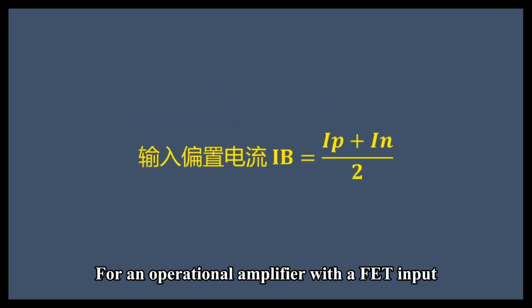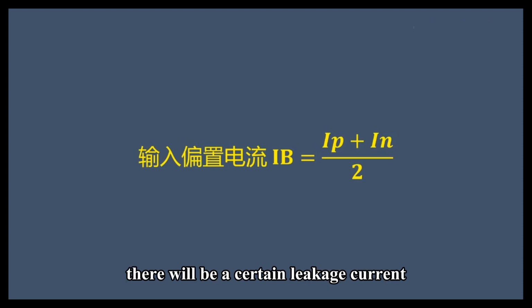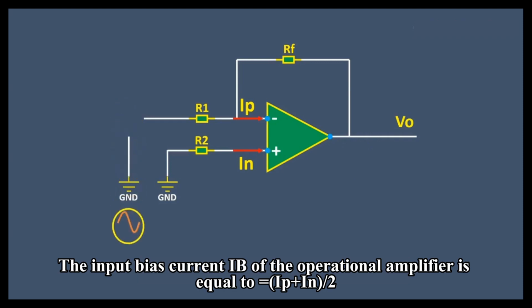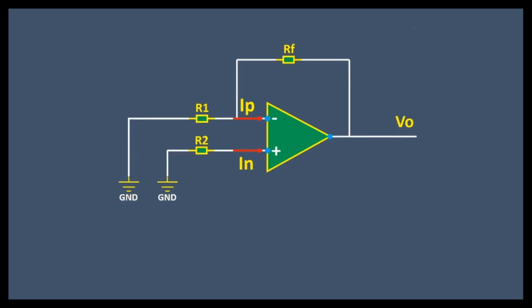For an operational amplifier with a FET input, there will be a certain leakage current, which is generally at the pA level. The input bias current IB of the operational amplifier is equal to 1/2 of IP plus IN.